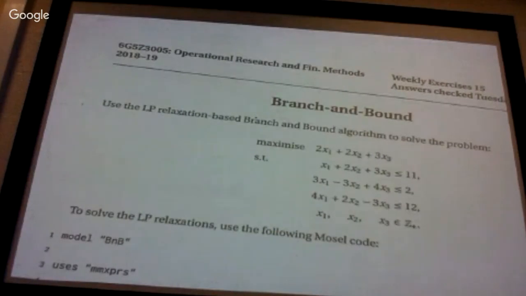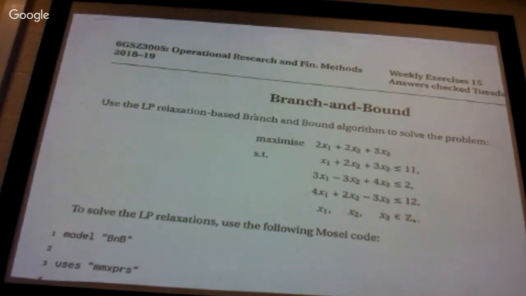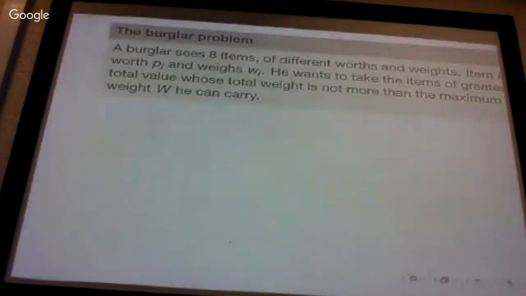Okay, that's the homework. Any questions about branch and bound? So now let's have a look at this.